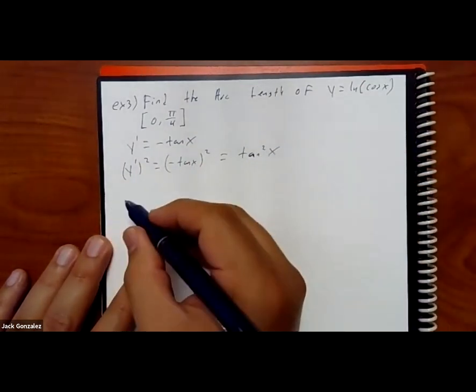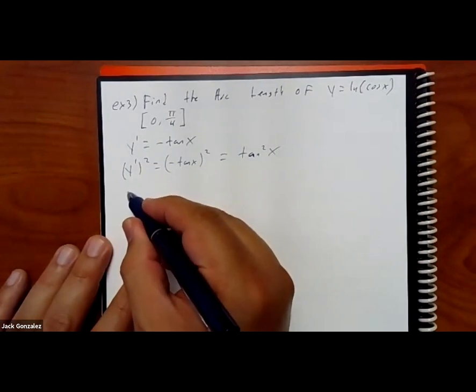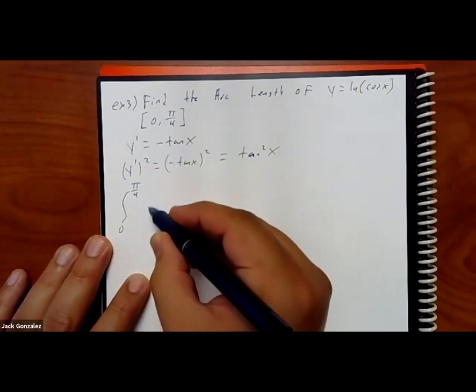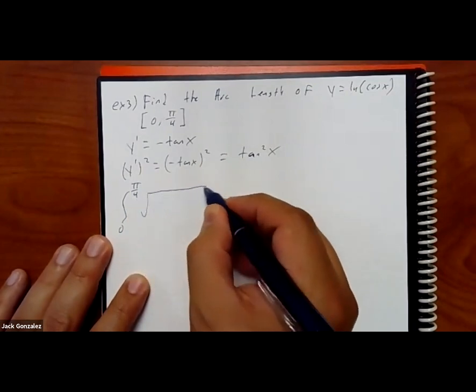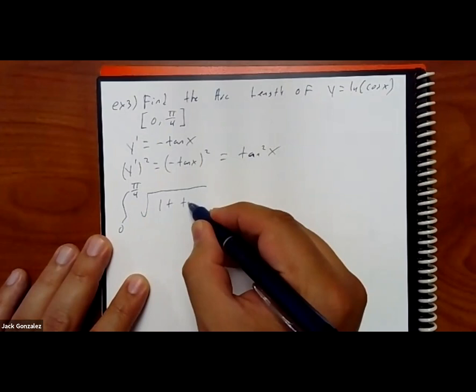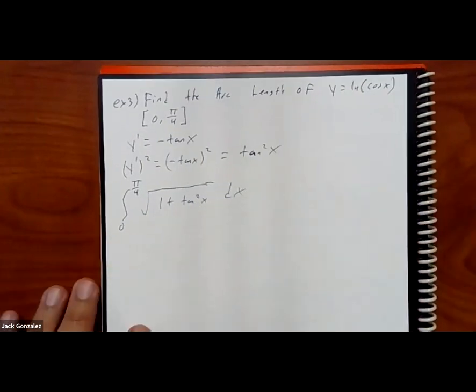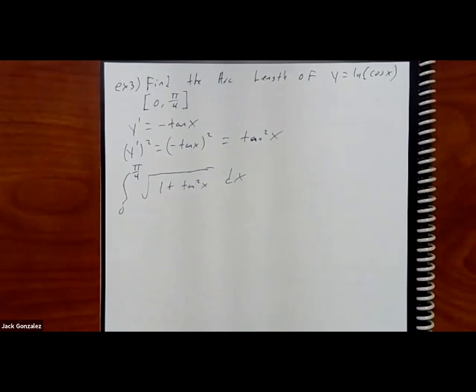Okay, so now we start the problem. Integral from 0 to pi over 4 of the square root of 1 plus tangent squared x dx. So I'll try to do the algebra a little bit ahead of time this time, so it's not as weird. What is 1 plus tangent squared as an identity?